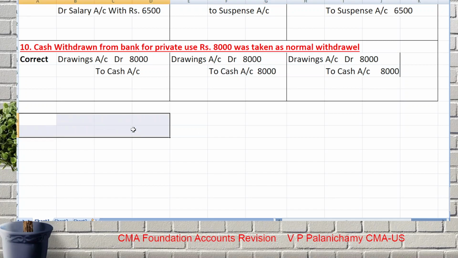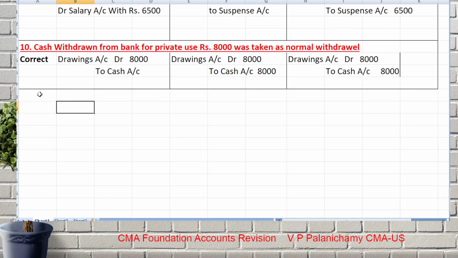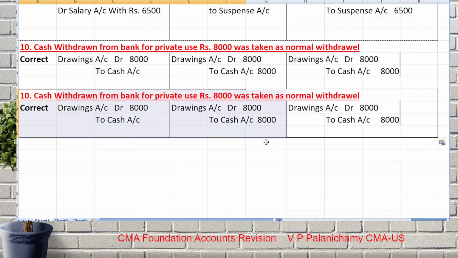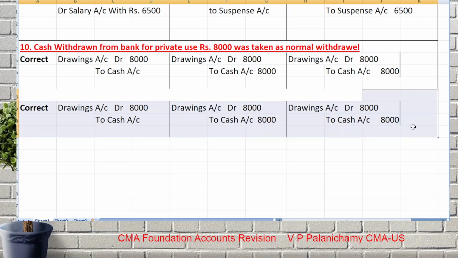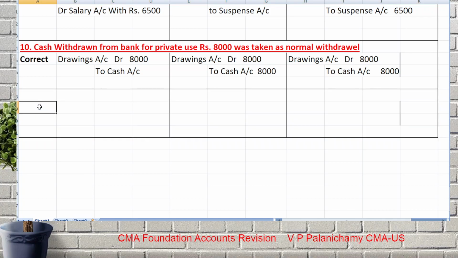Drawings personal account தானே. Drawings என்ன அக்கௌண்ட் அது? Capital drawings என்றால் என்ன அக்கௌண்ட் அது? Personal account. Example clear கொடுத்துருவோம். Is it before trial balance or after trial balance அந்த மாதிரி they will specify very very clearly. Shall we?